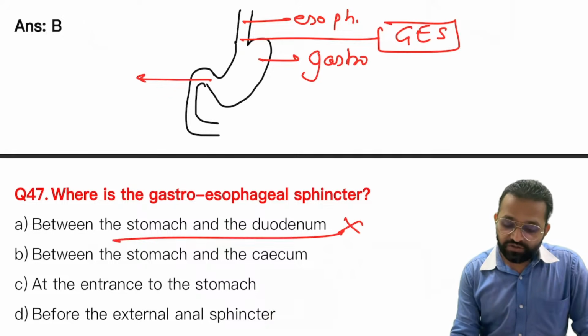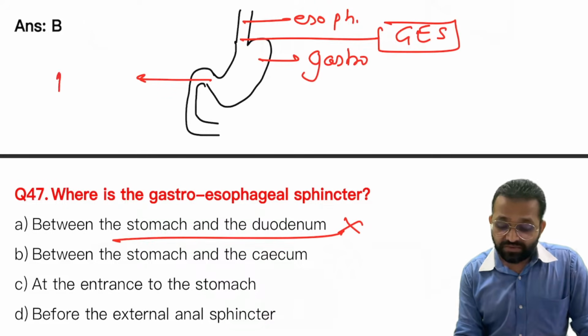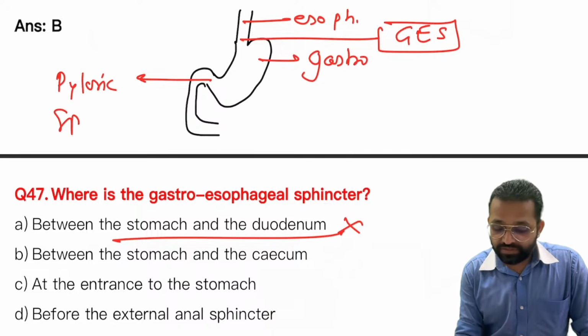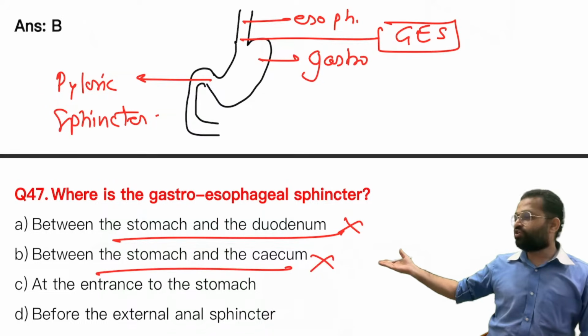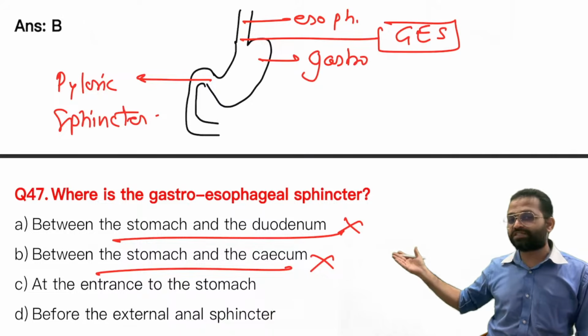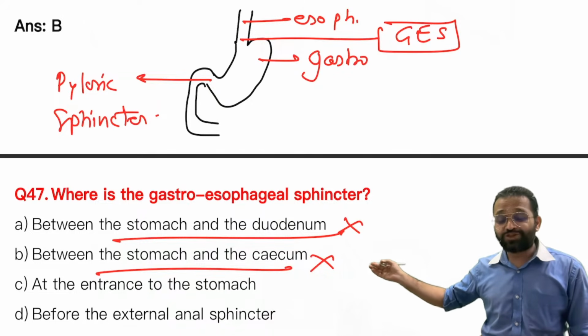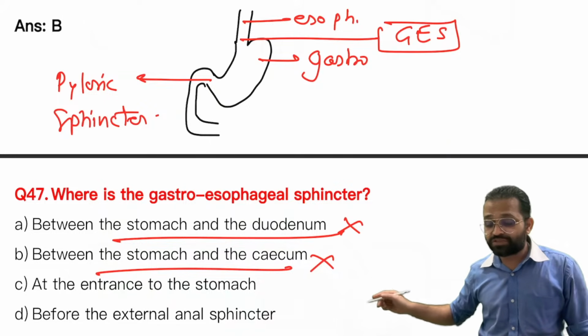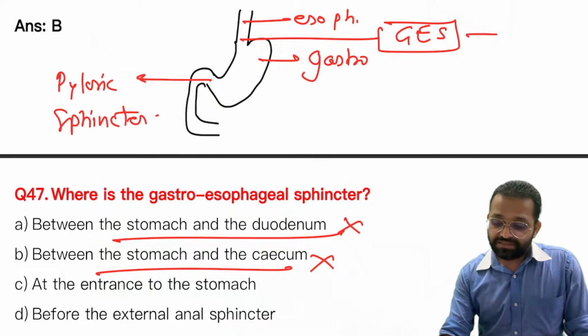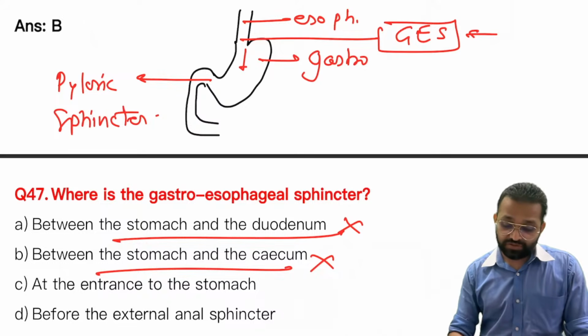Between the stomach and duodenum, you will see there is our pyloric sphincter. Between the stomach and the cecum, no, sir. How can you opt for this answer? No connection between the stomach and the cecum. So this option is crying and saying, I am not the answer, don't mark me. At the entrance of the stomach, yes, this is the entrance site of the stomach. So this C is the answer.